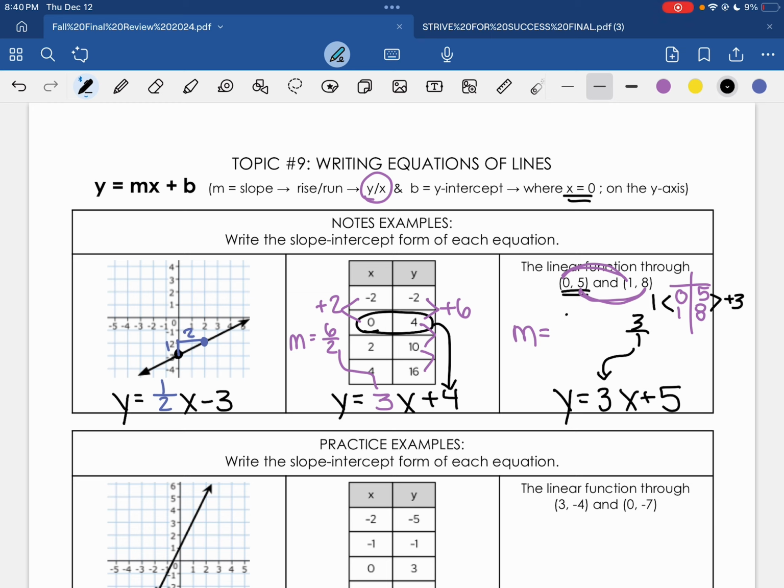If you have trouble finding the distance between two numbers like that, though, you would write 5 - 8 over 0 - 1. Subtract the y's, subtract the x's. 5 - 8 is -3. 0 - 1 is -1. That is the same thing. -3 divided by -1. The negatives cancel and it equals 3. It's all the same thing. It's just however you want to think through it in your brain and however it's easiest to remember.